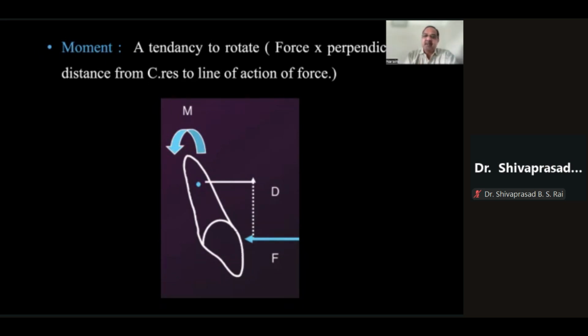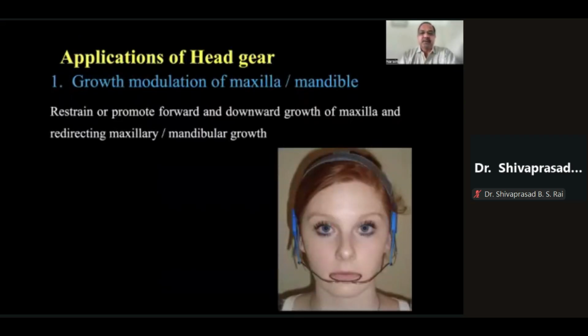It is measured as the force into the perpendicular distance from the center of resistance to the line of action of force. So you can see this distance. This is the point of force application. This is the center of resistance. So the perpendicular distance into the force gives you the moment. We will come back to moments and center of resistance a little later in more detail.